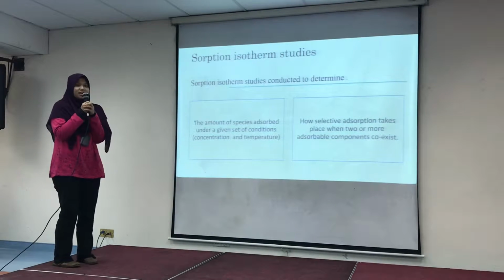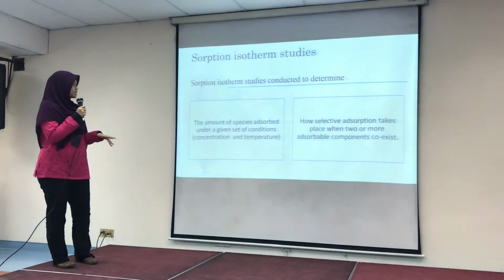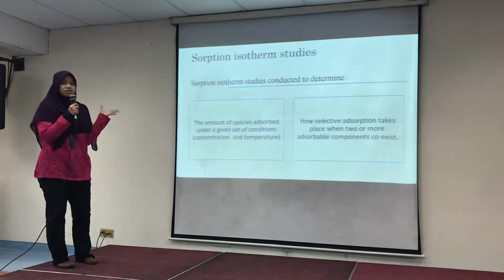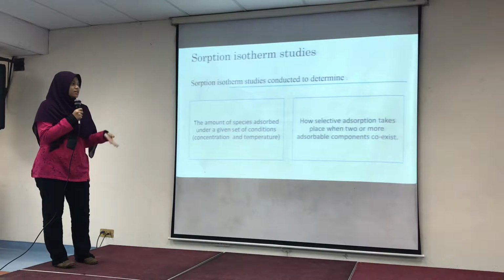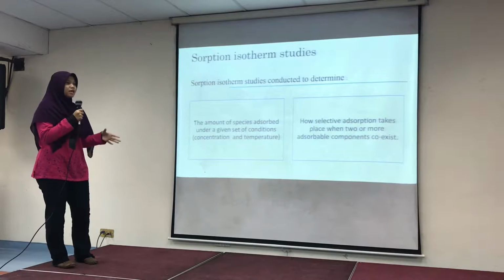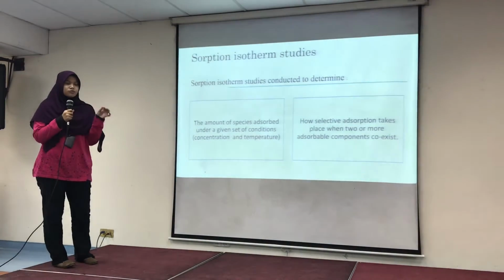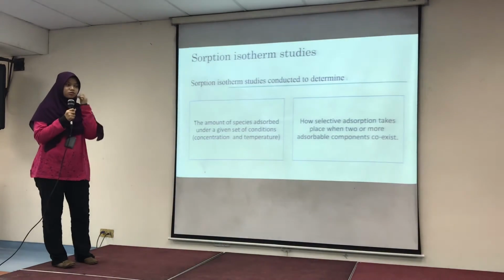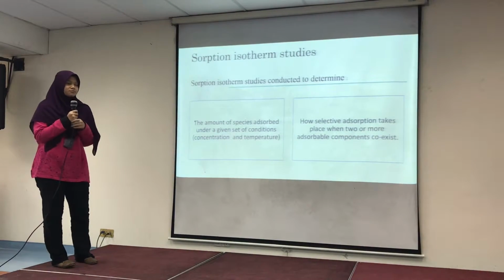Okay, for the sorption isotherm, studies are conducted to determine the amounts of species that are adsorbed under a given set of conditions, which is concentration or temperature. And then the second is how selective the adsorption is when two or more adsorbate components coexist, which is, for wastewater, for example, sewage, we put heavy metals in the wastewater, and then which heavy metal does it absorb, zinc, cadmium, or lead.